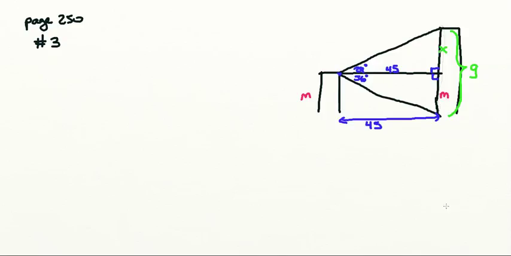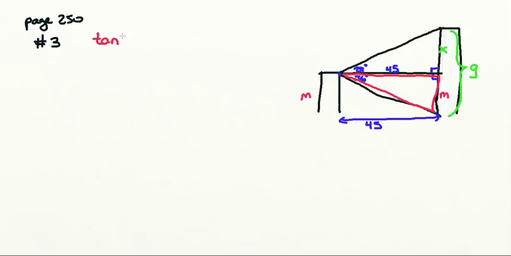Now you need to decide which triangles to start with. I'm going to start with the Metro building. I'm going to be focusing on the bottom triangle to begin with. Okay, I'm looking for M. M is my opposite, 45 is my adjacent, so I can use tangents.